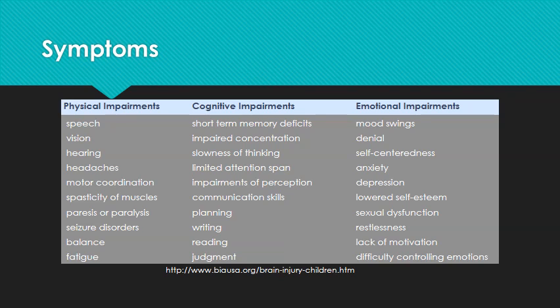Emotional impairments may include mood swings, denial, self-centeredness, anxiety, depression, lowered self-esteem, sexual dysfunction, restlessness, lack of motivation, and difficulty controlling emotions.